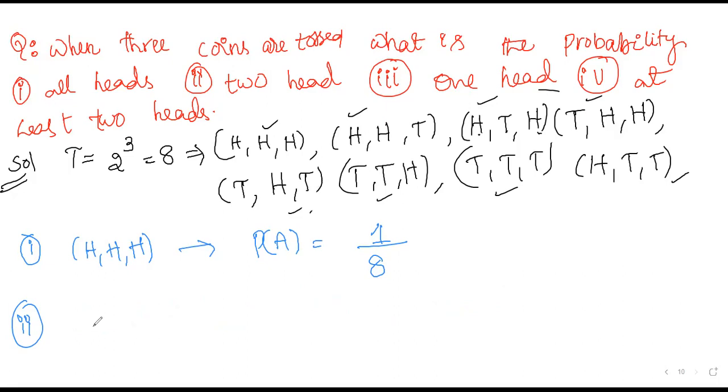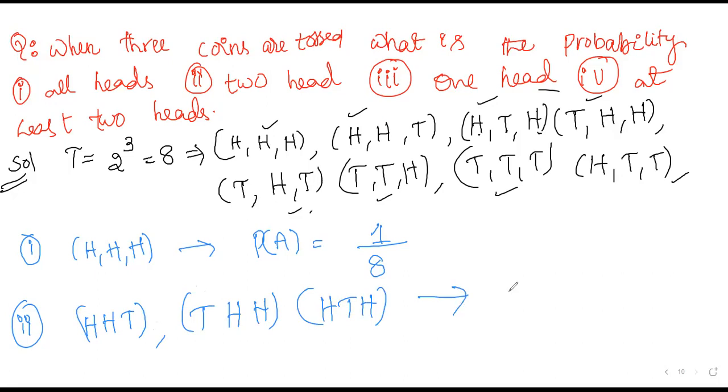You said 2 heads, sir, the second question. Yeah, 2 heads. So the second question is 2 heads, one tail. So that is head, head, tail. Yeah, very good. Head, tail, head. Then tail, head, head. Only we have 3 events. That is the probability and event P of A is equal to 3 out of 8.